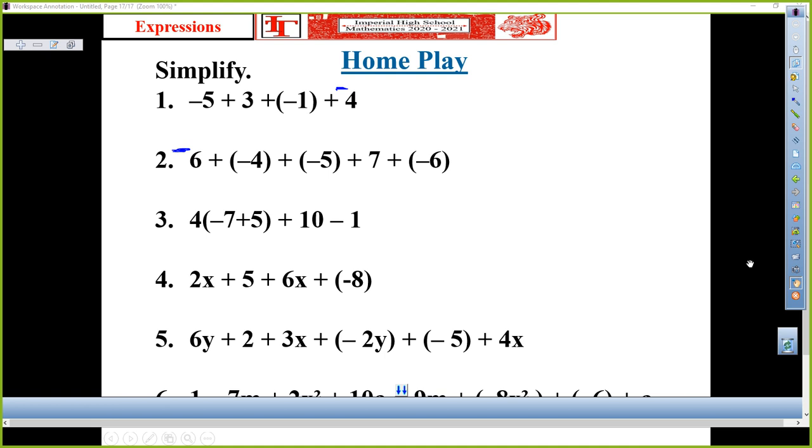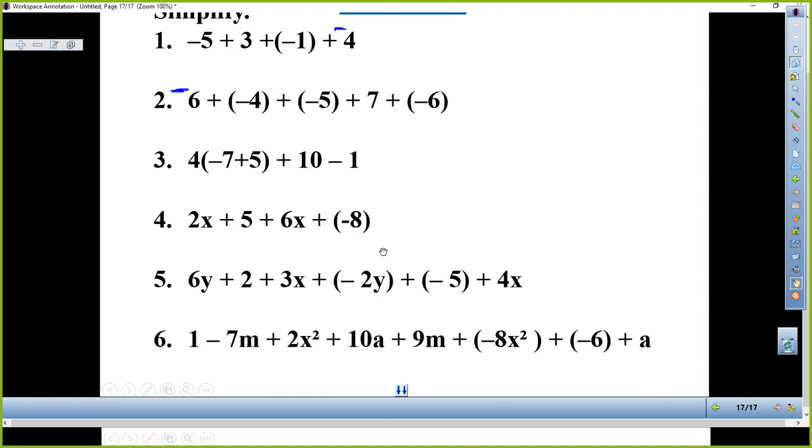Number 4, 2x plus 5 plus 6x plus -8. Number 5, 6y plus 2 plus 3x plus parentheses -2y plus -5 plus 4x. Number 6, 1 minus 7m plus 2x squared plus 10a plus 9m plus -8x squared plus -6 plus a. Copy that. I'll give you guys some time. Notes and get caught up by viewing the video.